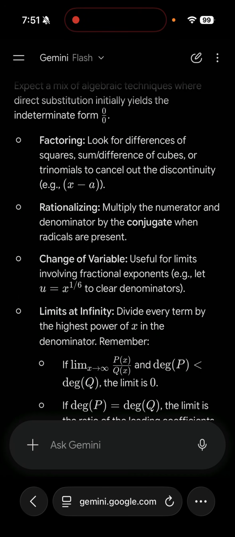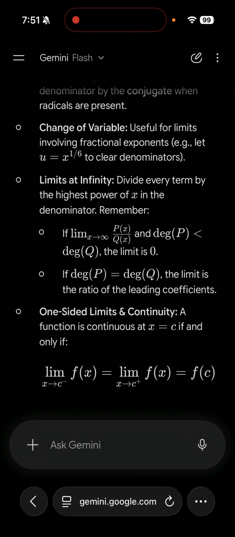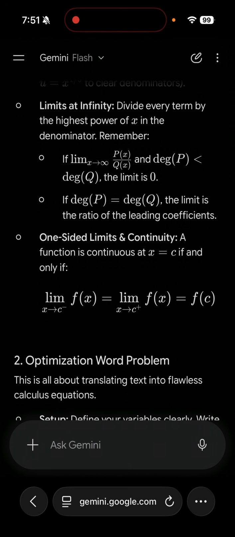Change a variable, useful for limits involving fractional exponents. Example, let u equal x to the power of 1 over 6 to clear denominators. Limits at infinity: divide every term by the highest power of x in the denominator. Remember, if the limit as x approaches infinity of p(x) over q(x), and degree p is less than degree q, the limit is 0. If degree p equals degree q, the limit is the ratio of the leading coefficients.